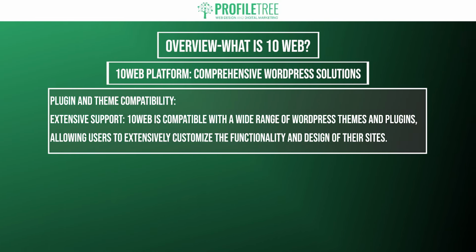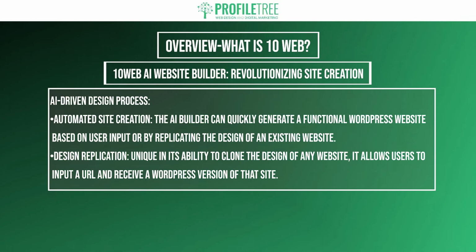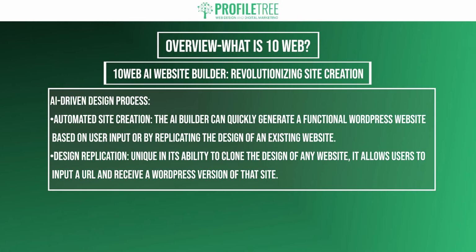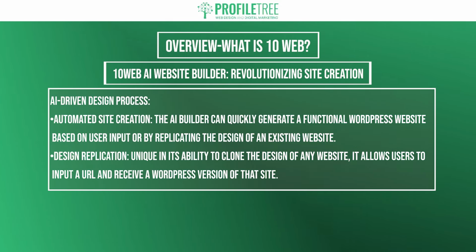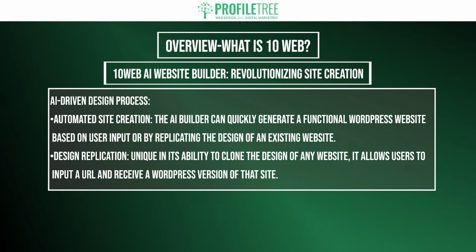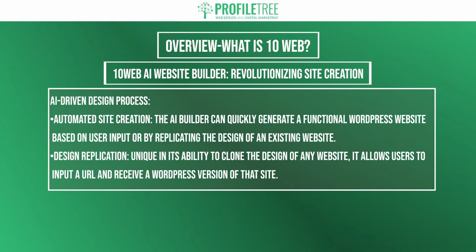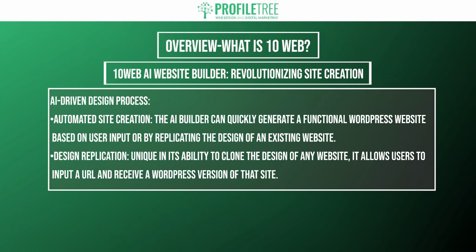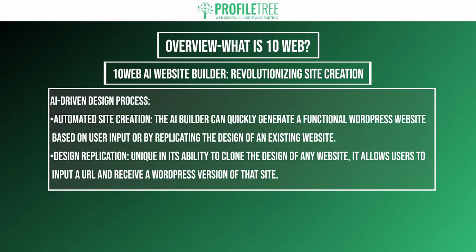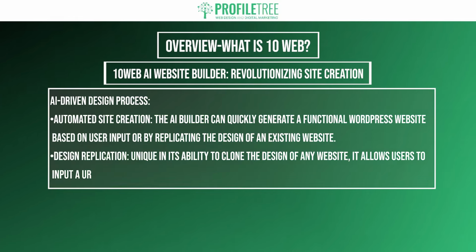What we're here for really is the 10Web AI website builder. So just a few points on it. Number one, it does have that AI driven design process, and we'll showcase that later on in the video. But it does have that automated site creation. So the AI builder can quickly generate a functional WordPress website based on user input or by replicating the design of an existing website. You've also got design replication, so unique in its ability to clone the design of any website, and it allows users to input a URL and receive a WordPress version of that site.